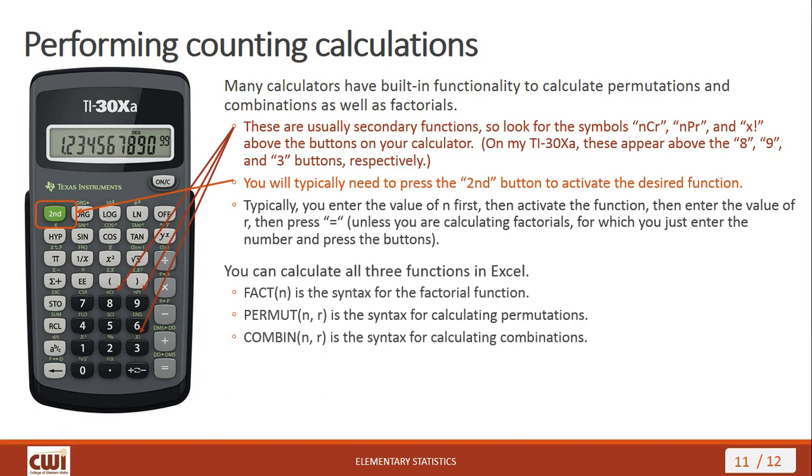Now, I mentioned you can do this in Excel, and here are the functions with the syntax that you need in order to do this in Excel. So FACT is the function for factorials, PERMUT is the function for permutations, and COMBIN is the function for calculating combinations. So if you want, you can actually do this in Excel. Just put your cursor in to select one of the cells and type in equals FACT, and then put whatever number you want to take the factorial of there in parentheses, and press the enter key, and out comes your answer.